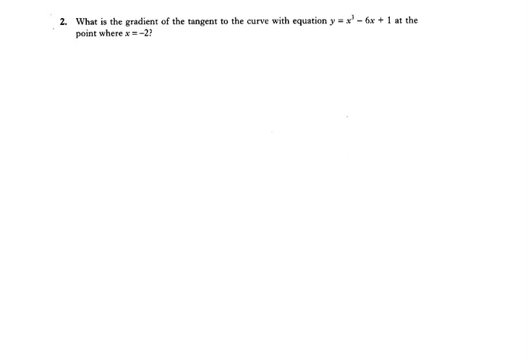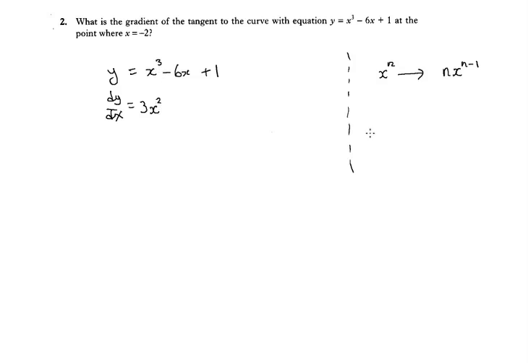So we need to start by differentiating. So we'll start with the cubic y equals x cubed minus 6x plus 1, and we differentiate. We do that by differentiating each term. X cubed, remember there's a rule, differentiating takes x to the power n to n times x to the power n minus 1. So you multiply by the index and take 1 away from the index. So the 3 would appear at the front. X, take 1 away from 3, you get 2.